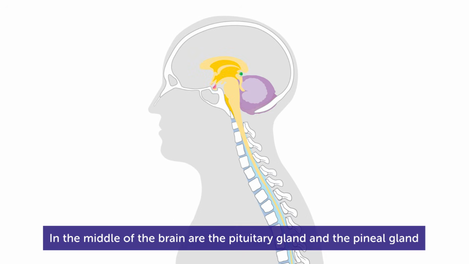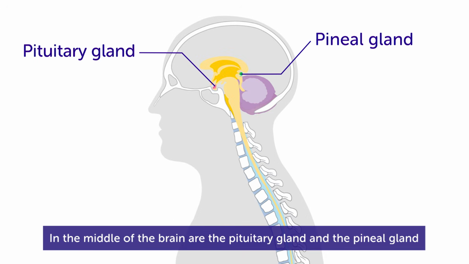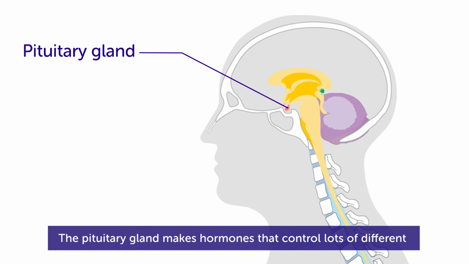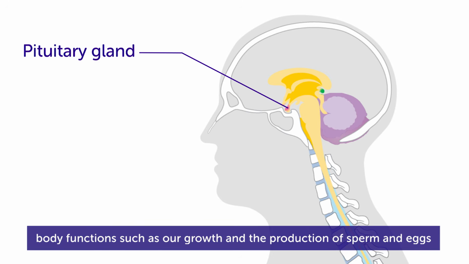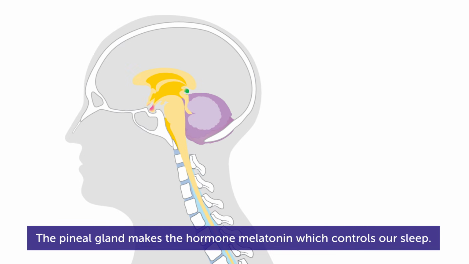In the middle of the brain are the pituitary gland and the pineal gland. The pituitary gland makes hormones that control lots of different body functions, such as our growth and the production of sperm and eggs. The pineal gland makes the hormone melatonin, which controls our sleep.